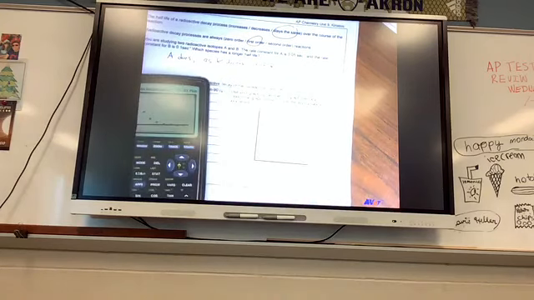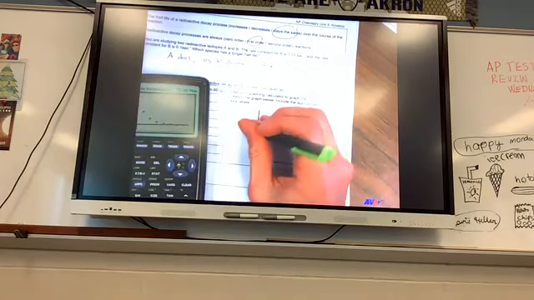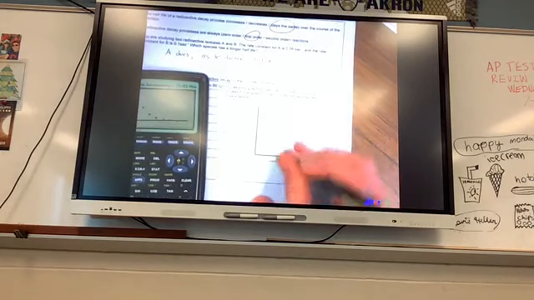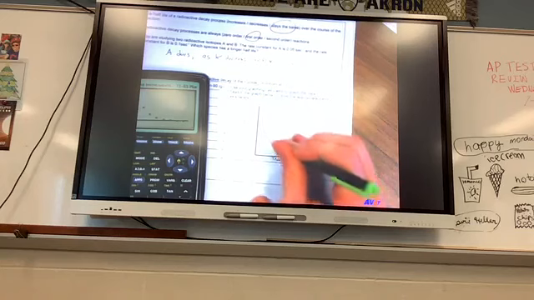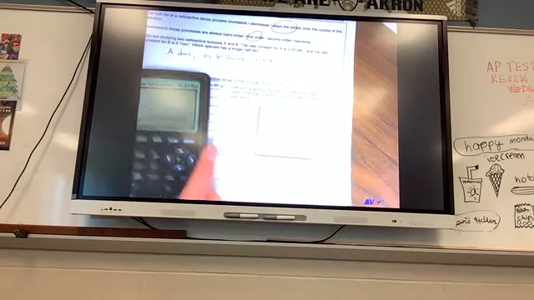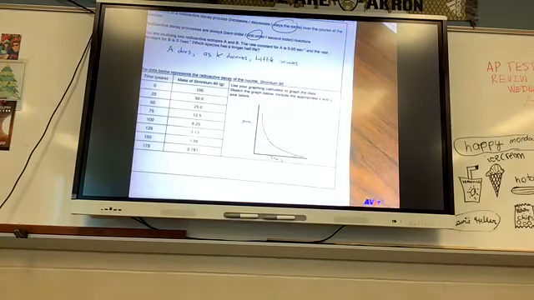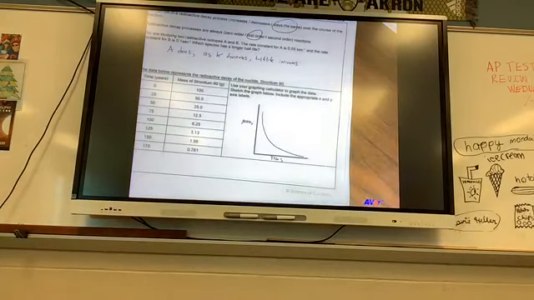So sketch your graph below. Here I'm going to have mass. Here I'm going to have years. And it looks kind of like this, which is what you would expect for a nuclear decay equation.